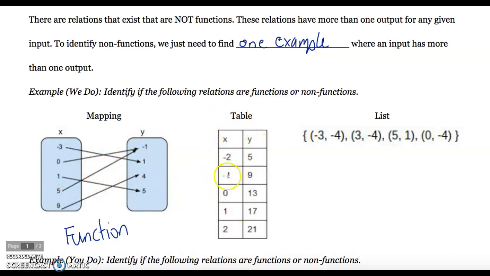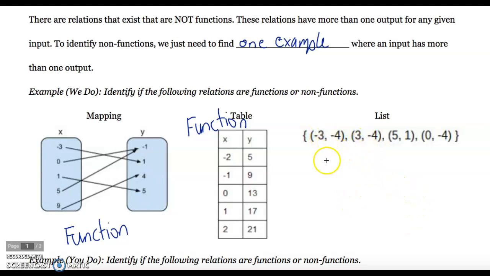The table, you could do the same thing, except for this time you don't have to follow arrows. You just go straight across. So -2 goes to 5, -1 goes to 9, 0 goes to 13, 1 goes to 17, and 2 goes to 21. So we would say, yes, this one's fine as well, because each x value only goes to one y value, excuse me.